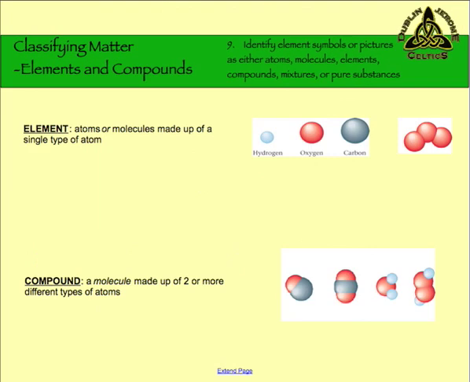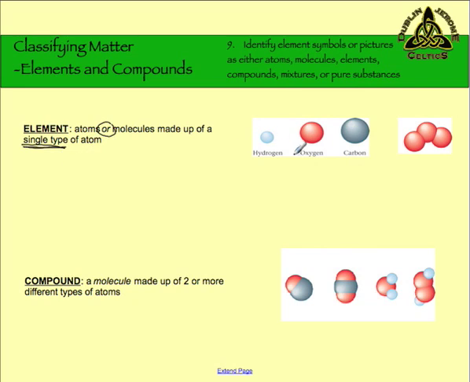We can also have elements and compounds. Elements are found in our periodic table, right? In the periodic table of elements. Something that might be a little bit tricky though is an element can be an atom or a molecule made up of a single type of atom. Single type is really our qualifier there.